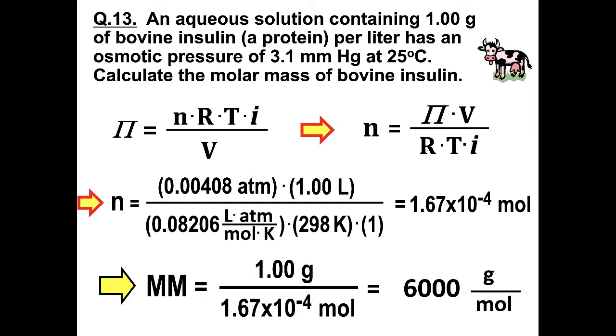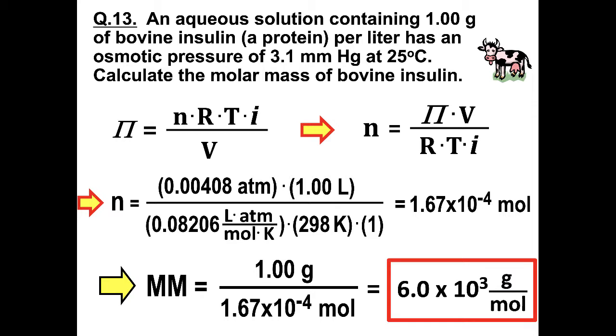And this is a 2 sig fig answer because our osmotic pressure was 2 sig figs. So we're going to round that to 2 sig figs, which is 6.0 times 10 to the third grams per mole. Very big molar mass for a big protein like this.